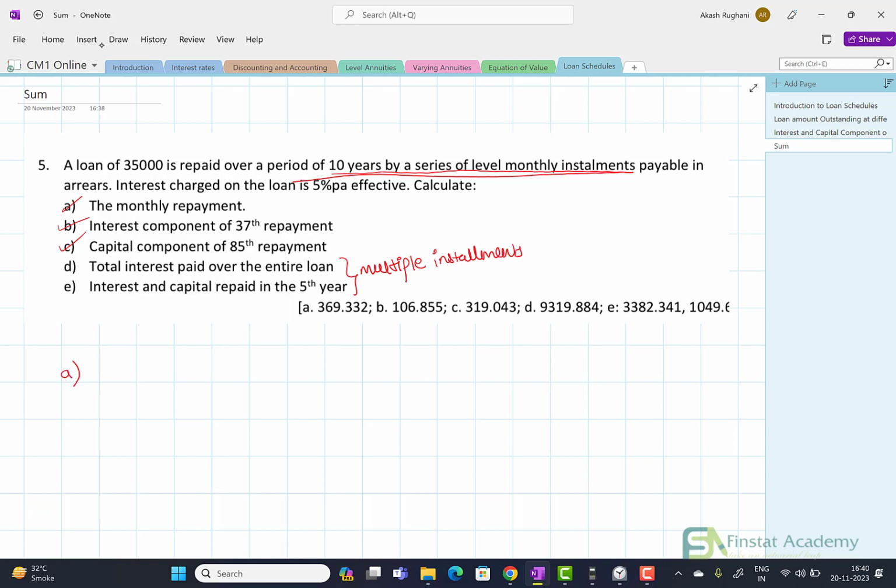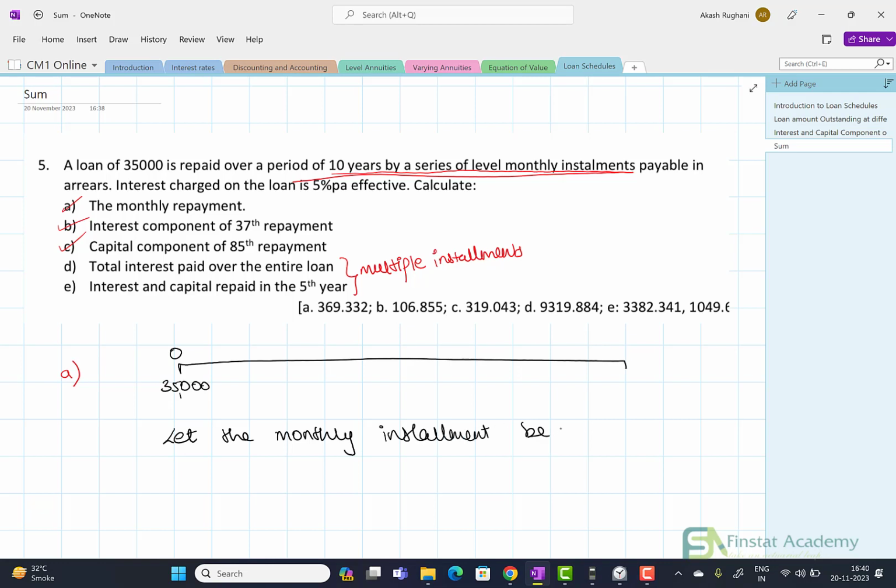So let's look at A. A loan of 35,000. So I'll draw my timeline. So at time 0 it is 35,000. It is to be paid by a series of level monthly installments over 10 years. Now guys, whatever I assume X as is very important. So I'll say let the monthly installment be X. So at 1 by 12, X will come, at 2 by 12, X will come, and this will go on till time 10 years, when X will come again.